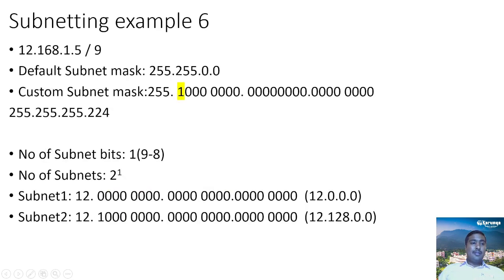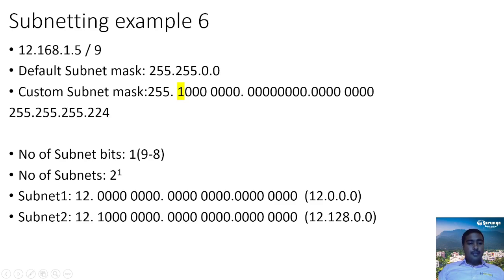So let me go with another example. This is a class A IP address, as you can see, and here I have given it as /9. So the default mask is going to be 8, and here I have taken just 1 bit. So let's see how it works. The default subnet mask is going to be like this, and the new mask is going to be 255.255.254. That means how many subnets are possible? Two subnets are possible, because the number of bits allocated to the network is 1. So 2 to the power 1 is going to be 2 subnets.